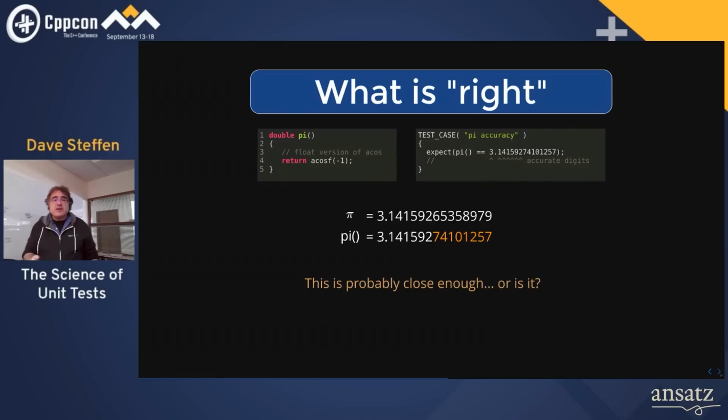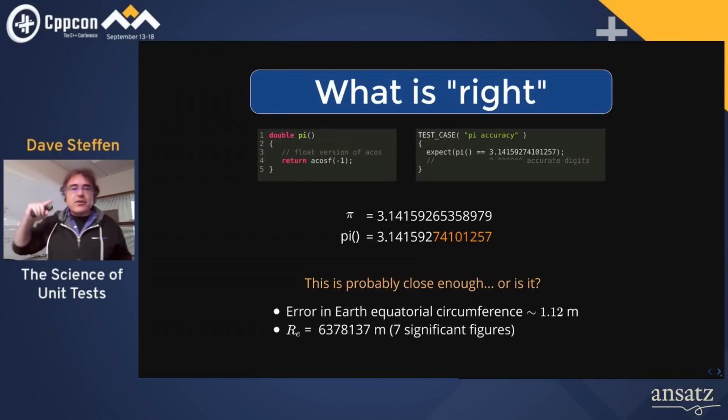Well, maybe it's good enough, all right? If you were trying to measure or compute the equatorial circumference of the Earth based on this, you're going to be off by at most a meter. And I've got news for you, but the Earth's radius is only known to about 7 decimal places.